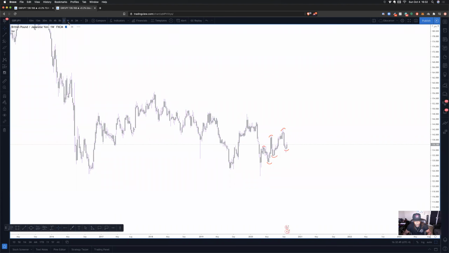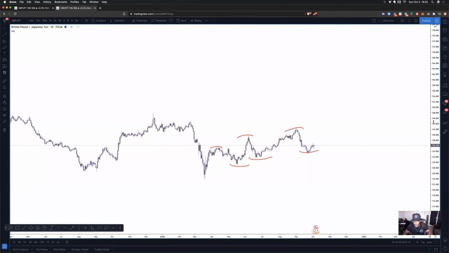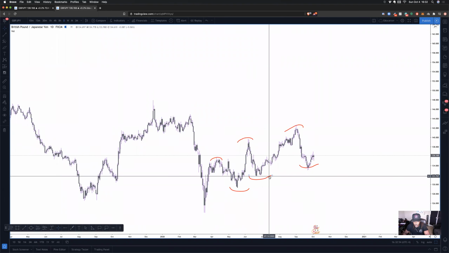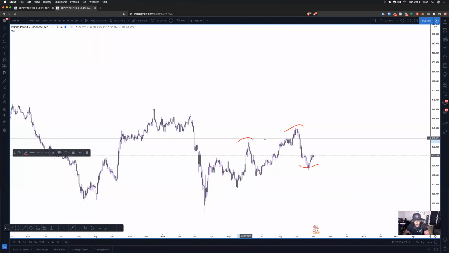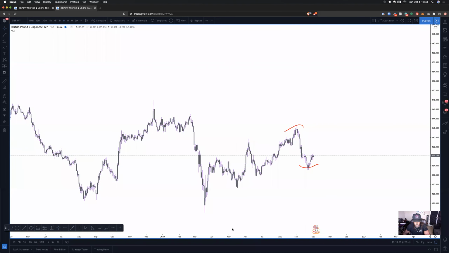So now when you drop into the daily time frame, let me delete this. Type 1 in the chat if this is making sense so far. Just want to make sure you guys are following. Cool.